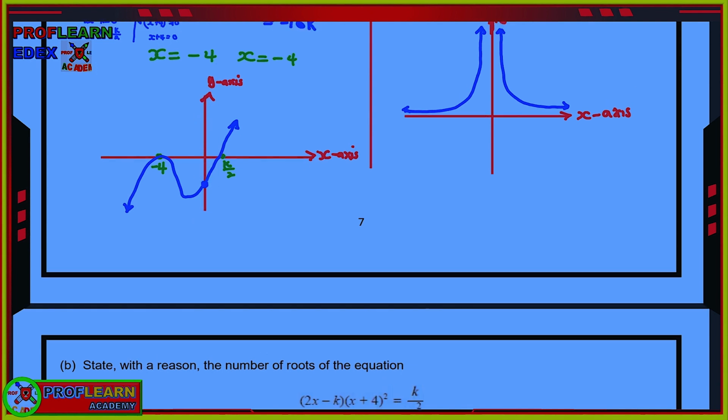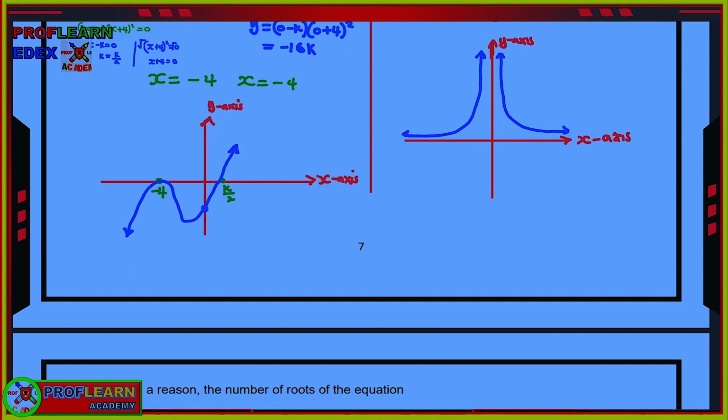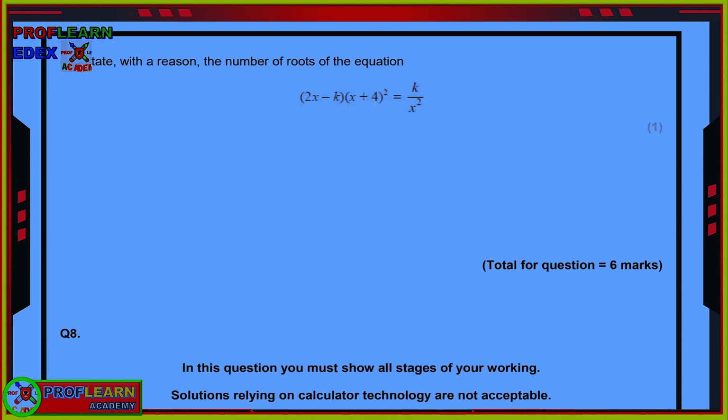And then we also have the curve for y = k/x^2. This is how the curve is going to look for part 2. Now the next question they are asking: we are supposed to state the number of roots for the equation (2x - k)(x + 4)^2 = k/x^2. How many roots do we have here? Remember, these equations that have been equated are the equations that we have sketched.